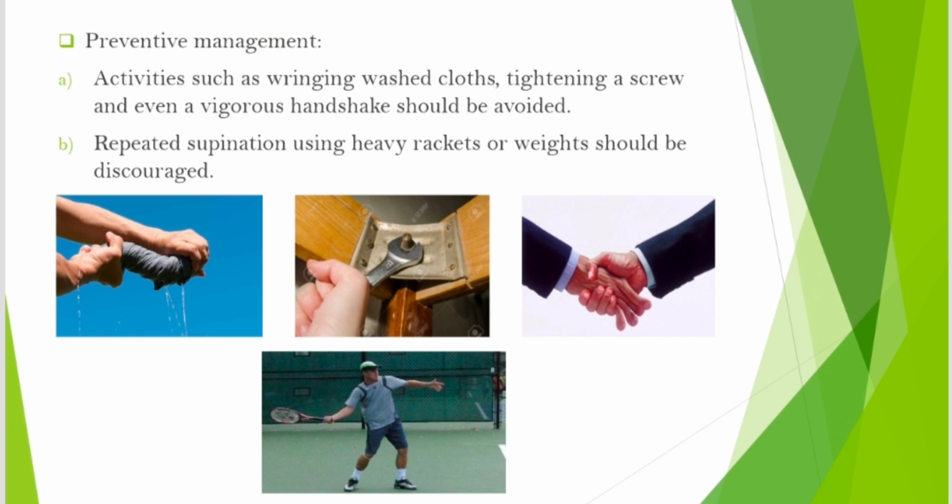Now, preventive management. Activities such as wringing washed clothes, tightening a screw, and even a vigorous handshake should be avoided. Repeated supination using heavy rackets or weights should be discouraged. Below, I have given pictures of wringing washed clothes, tightening a screw, vigorous handshake, and repeated supination using heavy rackets, which we need to avoid.